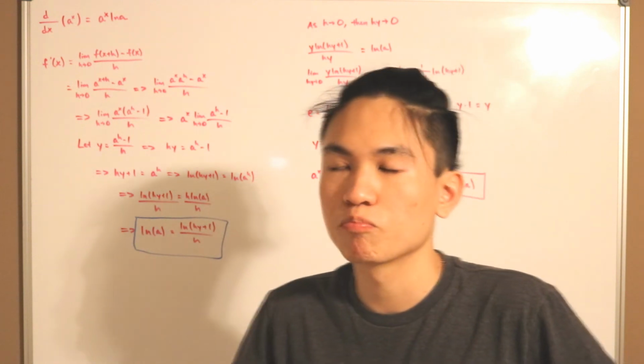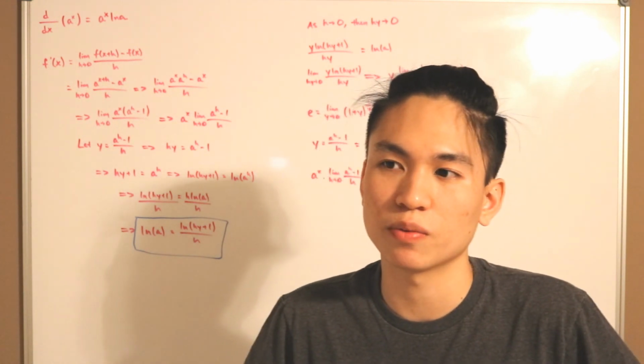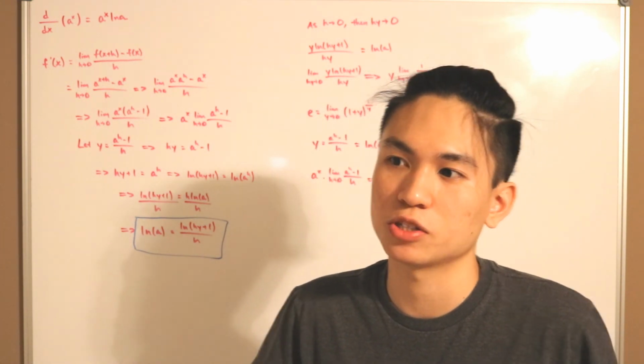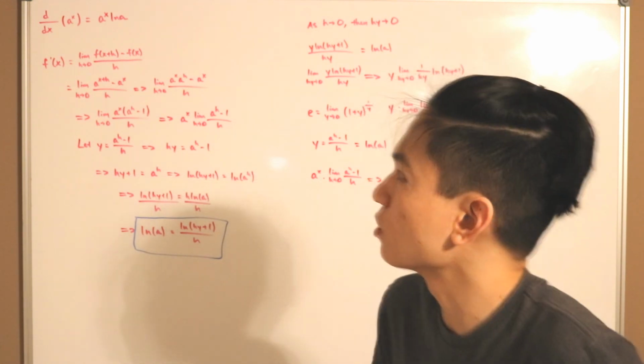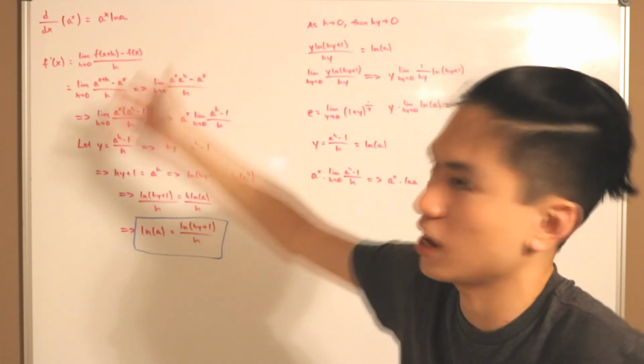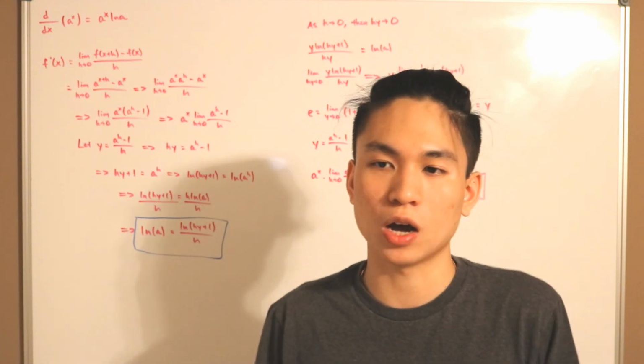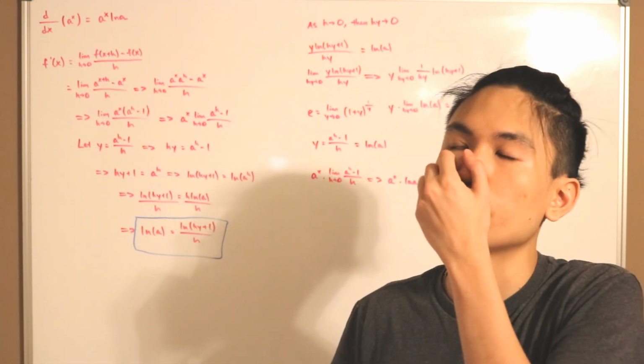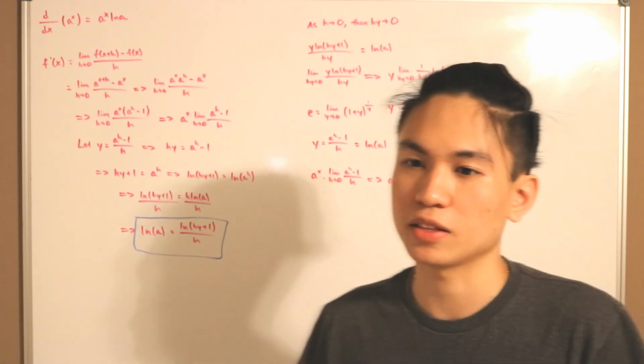Check out the last video I did, which was proving the derivative by definition of ln of x, which is equal to 1 over x. It's a very similar method to what we did with a to the x and e to the x. They're similar proof by definition methods.